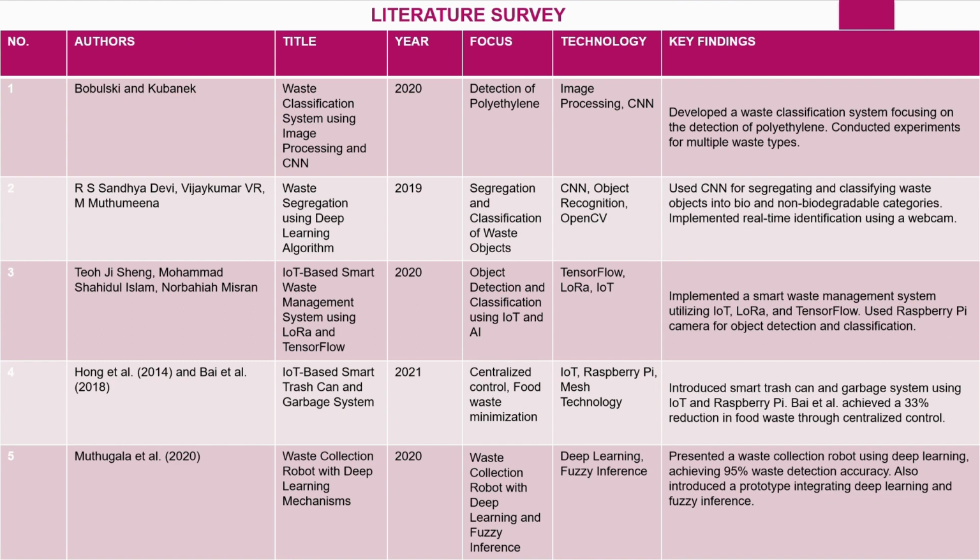I have surveyed 20 papers in total, taking papers from the year 2020 to 2023. The first paper's authors are Bobulsiki and Kubanek, and the title was waste classification using a CNN. In the proposed method for waste management and segregation, the author has used only the CNN algorithm. Basically, CNN is used just for the detection.